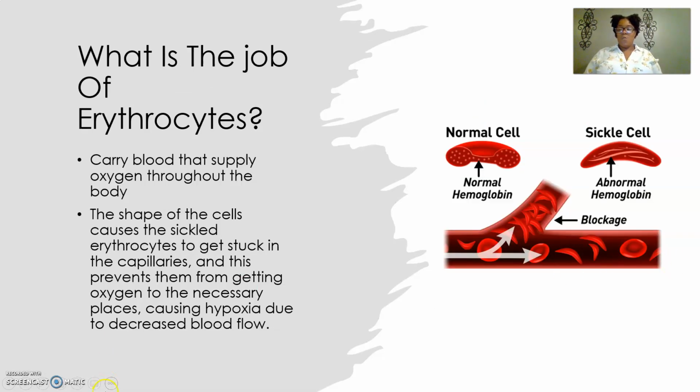Right? What is the job of erythrocytes? The job of erythrocytes is to carry oxygen that is in the blood throughout the body. But whenever the cells are sickled, they can't bend and form like the normal biconcave erythrocytes can, so they get stuck in the capillaries, and this prevents oxygen getting to the places that it needs to go. Whenever this happens, the body becomes hypoxic, and hypoxia basically means low blood oxygen, and this is due to decreased blood flow.